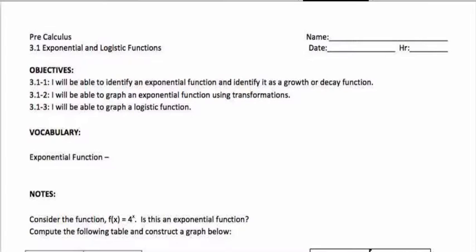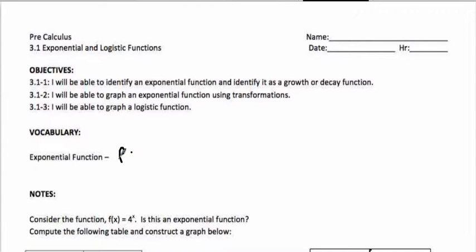Okay, welcome to 3.1, exponential and logistic functions. So we have three objectives here. I will be able to identify an exponential function and identify it as growth or decay. I will be able to graph an exponential function using transformations, and I will be able to graph a logistic function.